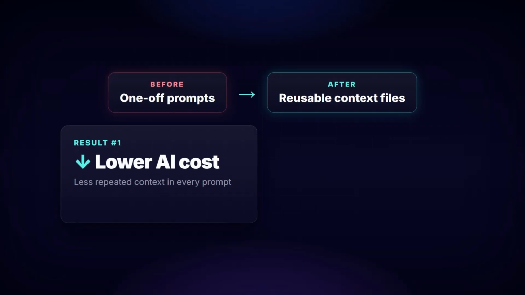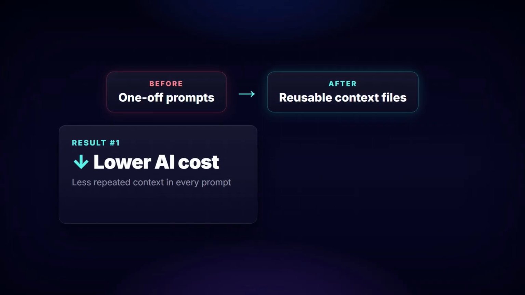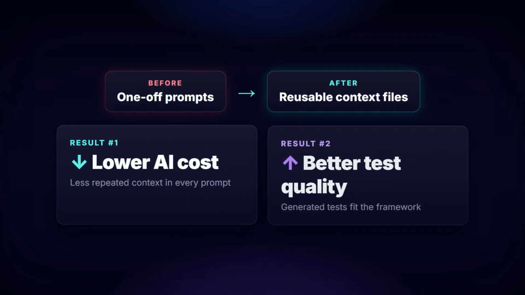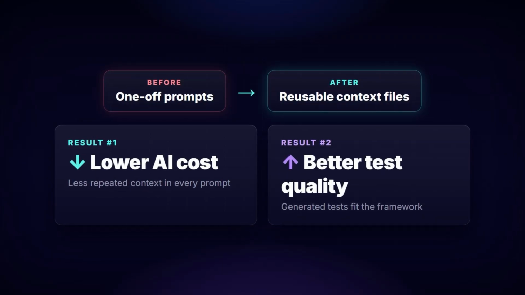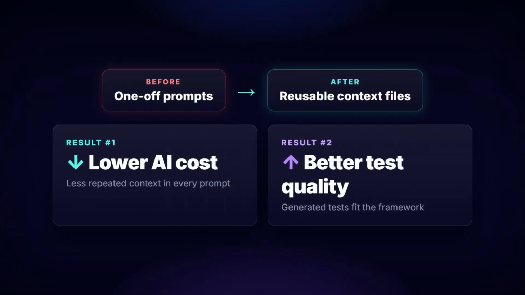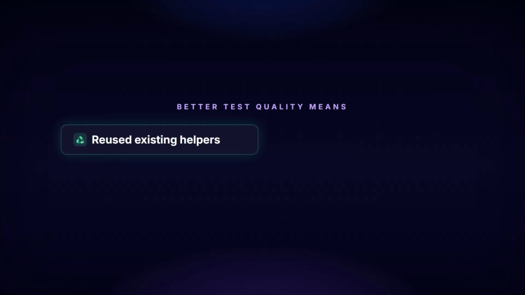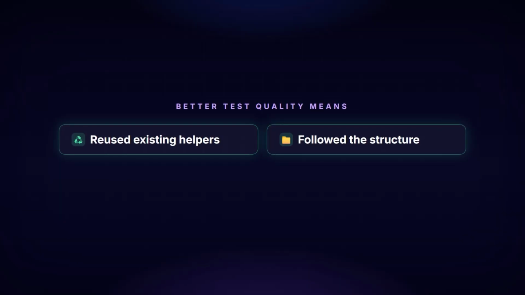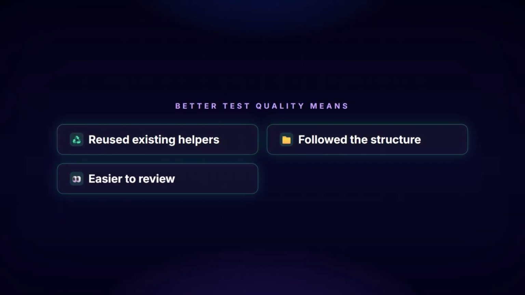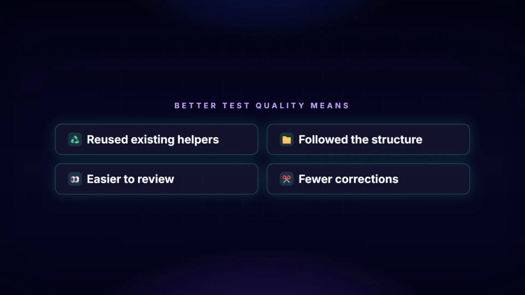That improved two things at the same time. First, it reduced repeated context, which helped reduce AI usage cost. Second, it improved test generation quality, because generated tests became more consistent with the framework. They reused existing helpers more often. They followed the project structure more closely. They were easier to review, and they required fewer corrections before becoming useful automation.